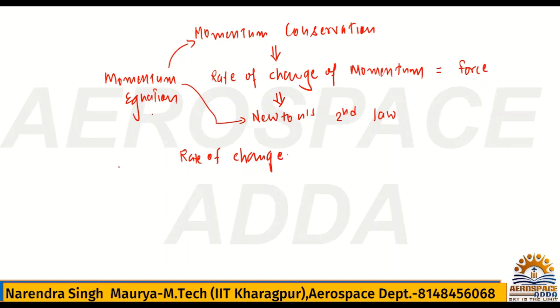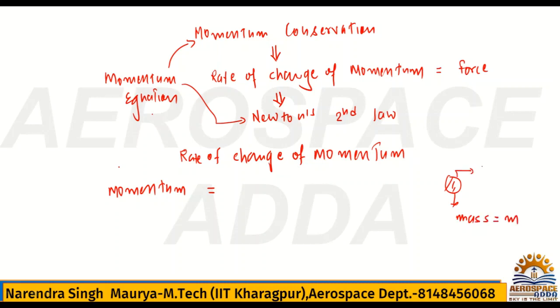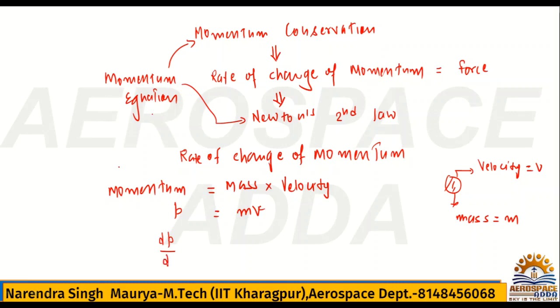rate of change of momentum. What is the momentum? First of all, momentum is nothing but, suppose this is one body with mass m, moving with velocity v. Momentum is nothing but mass into velocity. It is denoted by small p. So rate of change of momentum, rate means per unit time.